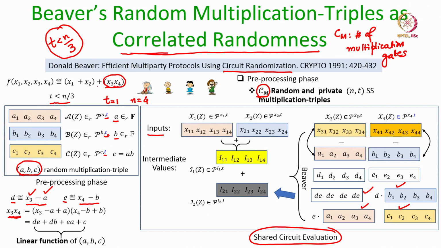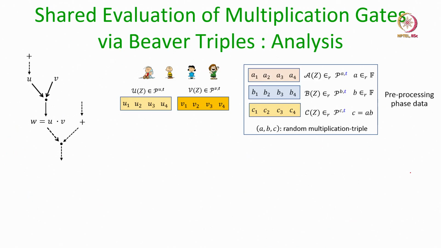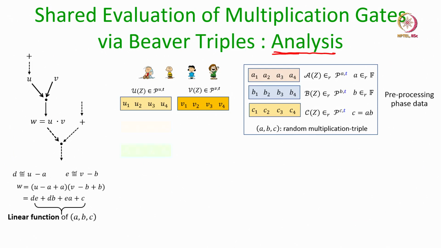And now the next gate is the plus gate here, which is a linear gate. So, it can be evaluated non-interactively, namely each party just has to go and add its shares of this intermediate value and this intermediate value, that will help the party to get its share of the function output. So, the function output y will be now secret shared through a t degree polynomial, which can be now publicly reconstructed. So, now let us do the security analysis for the Beaver's method for solving the degree reduction problem.